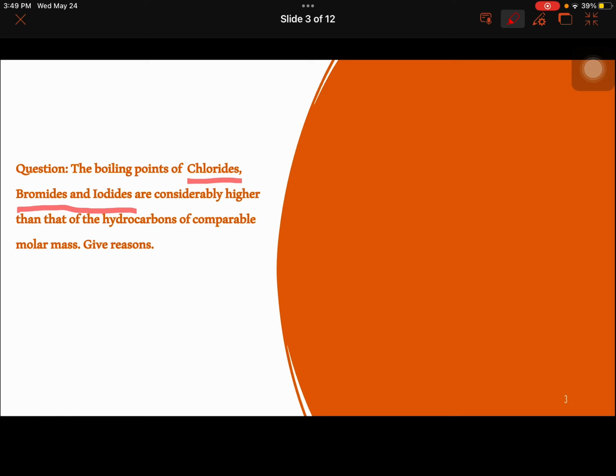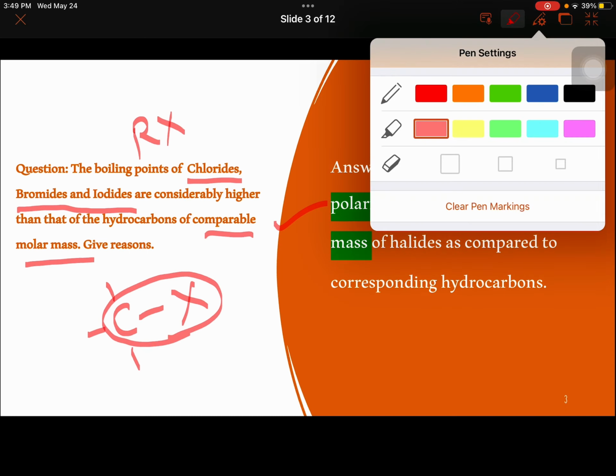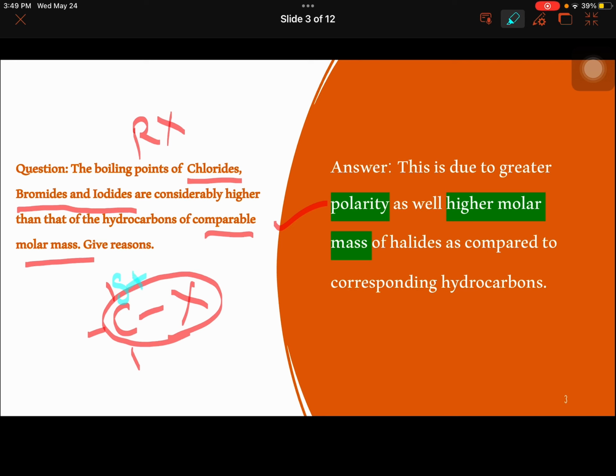Next question is: the boiling points of chlorides, bromides and iodides are considerably higher than that of the hydrocarbons of comparable molar mass. So they are talking about alkyl halides, and the comparison of alkyl chloride, bromide and iodide is with hydrocarbons of comparable molar mass. The reason is obvious: there is polarity in alkyl halide. The C-X bond in alkyl halide has polarity in it.